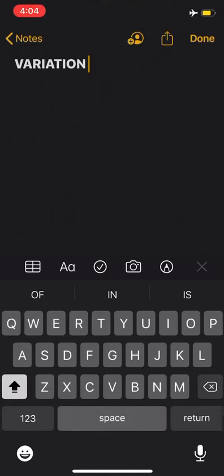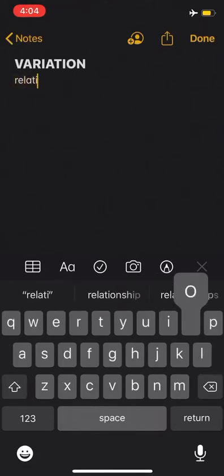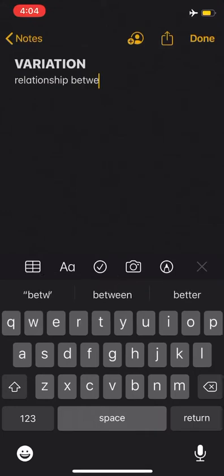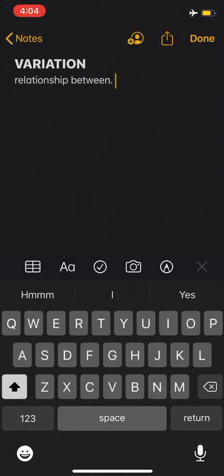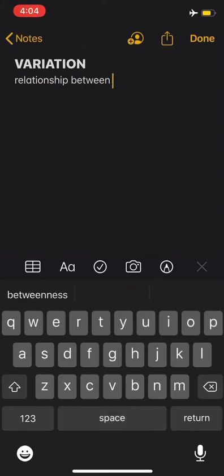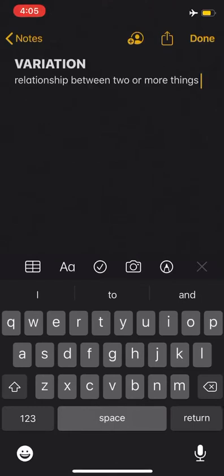Variation, first of all, it means relationship between two or more things. Okay, that's the basic definition for variation. So when you consider variation, you consider relationship between two things or more, and then a change in one brings about a change in the other.